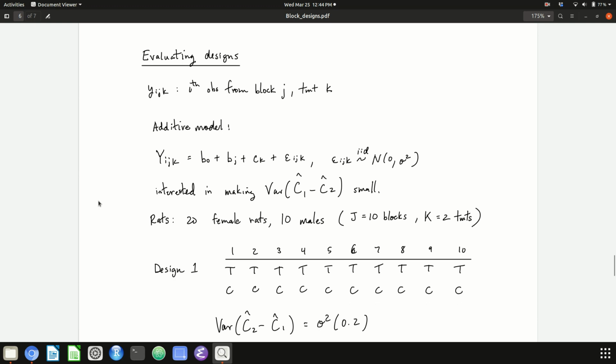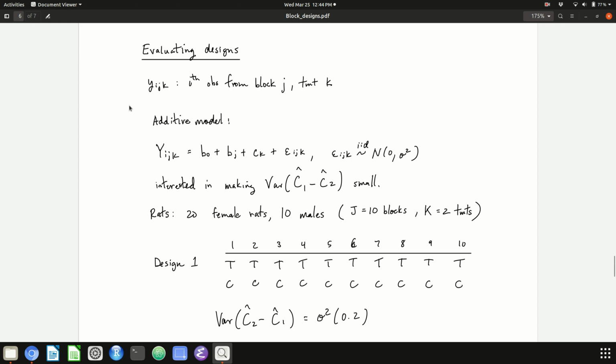All right, so the next thing I want to talk about is a more formal way to evaluate the designs. And that formal way of evaluating the designs is to look at the variance of the treatment effects under certain models and certain designs. All right, so we'll need some notation here.